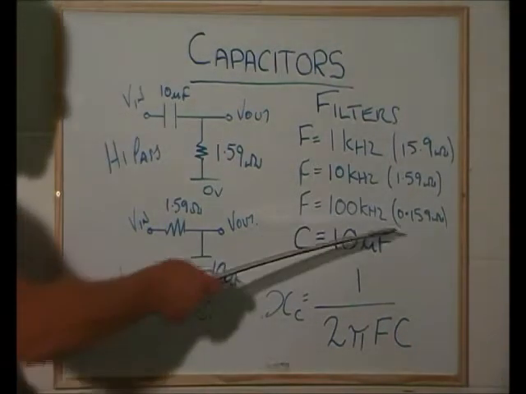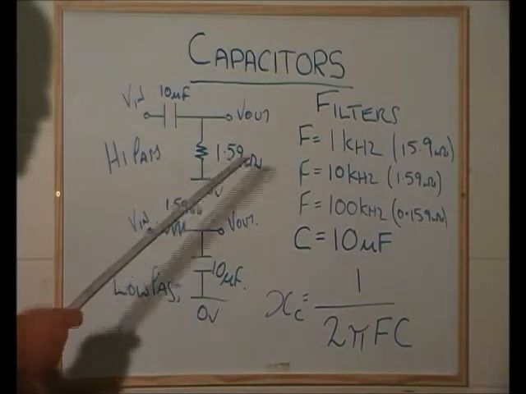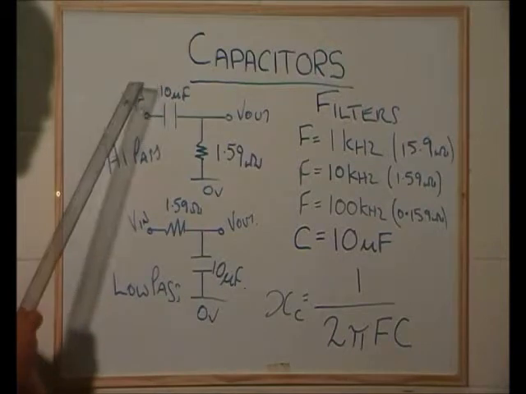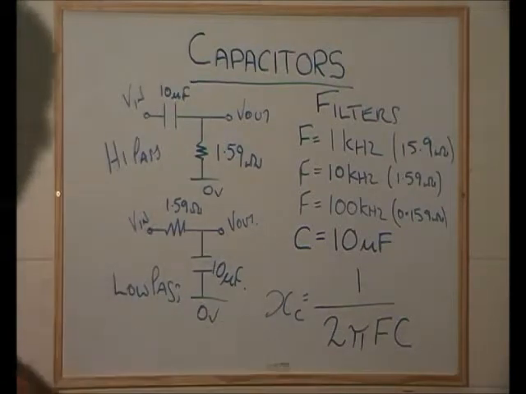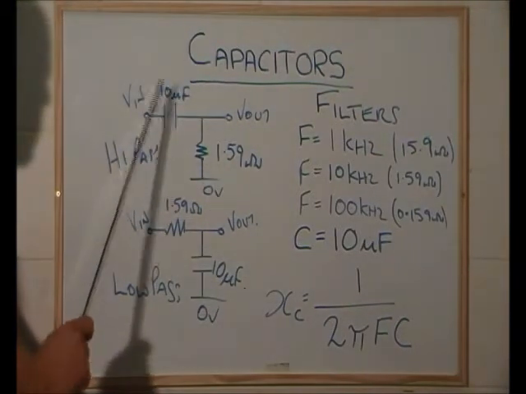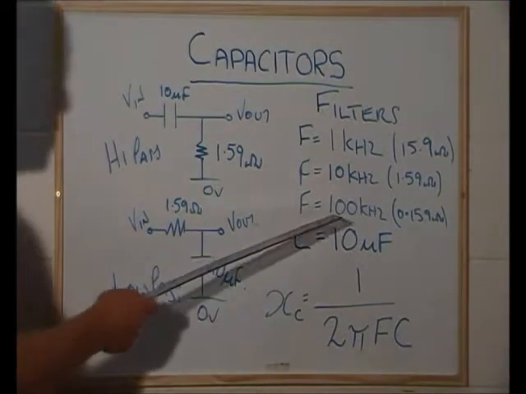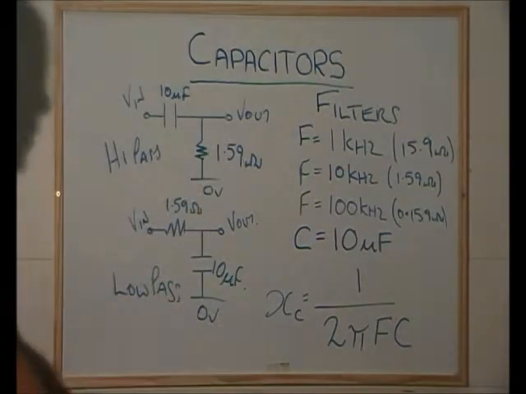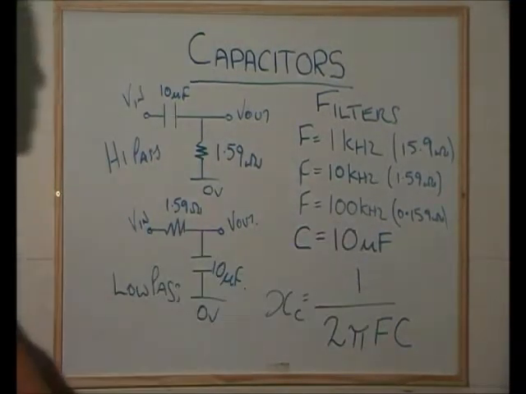At 100 kilohertz, this is 0.159, 10 times less than this. So we'll get the majority of voltage dropped across this. We'll have 1/11 of the voltage across here, and 10/11 across there. So V out will practically equal V in. As you can see, the higher we go in frequency, the more V out we're getting. So, high pass filter: high frequencies pass, low frequencies are practically blocked.